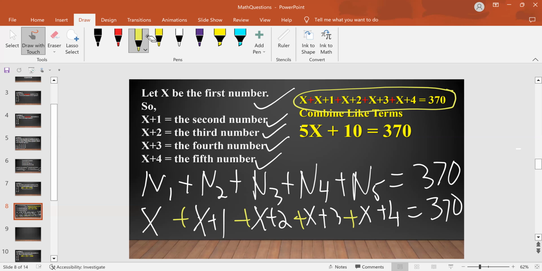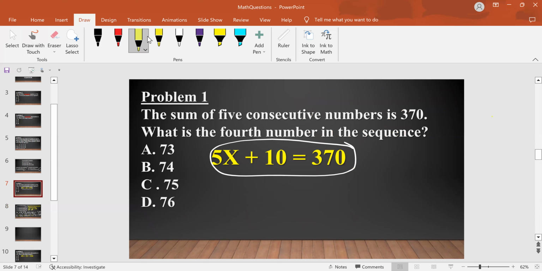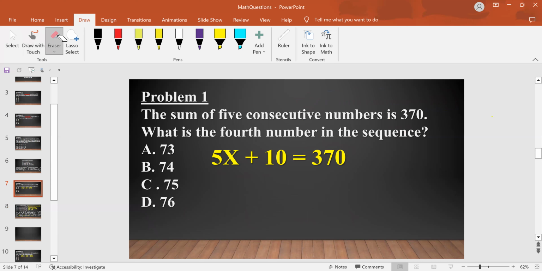Now we're going to combine like terms. So x terms are like terms and numbers also are like terms. So in total we have 5x plus 10 is equal to 370. Now let's go back to this side. So 5x plus 10 is equal to 370. To solve for x, the first thing to do is to remove the 10. So we're going to subtract 10 on both sides.